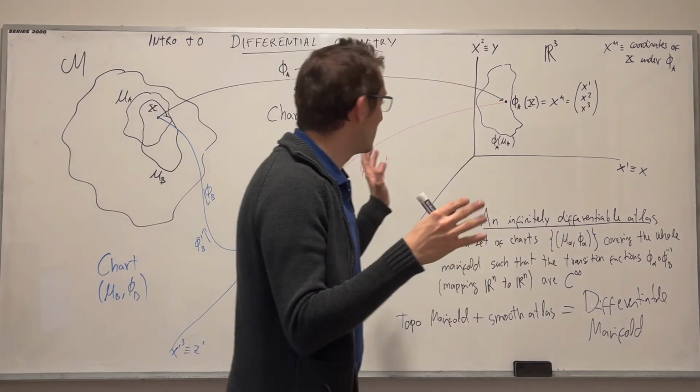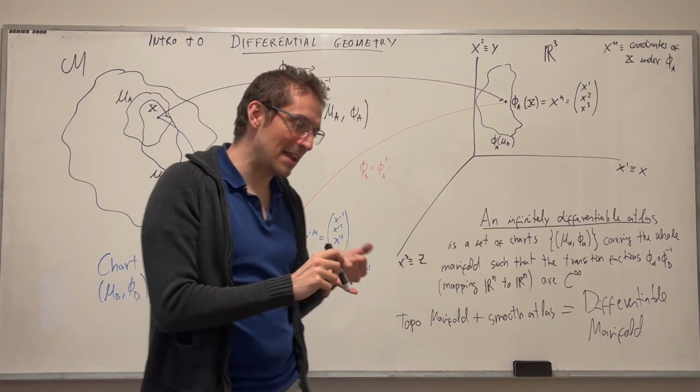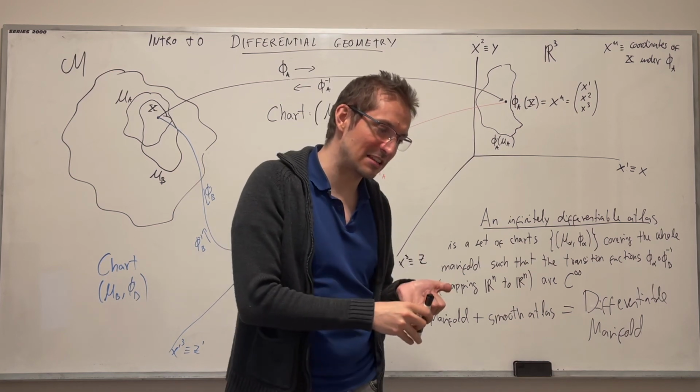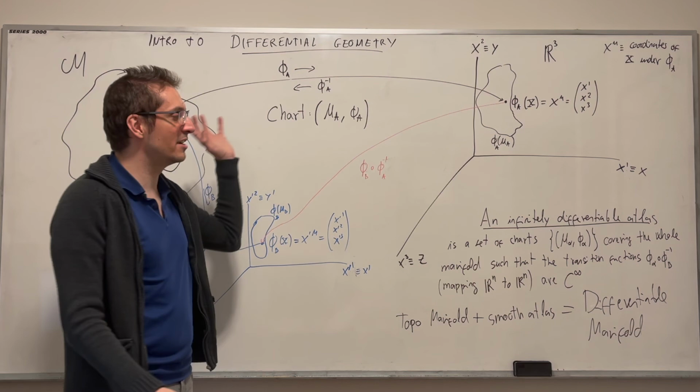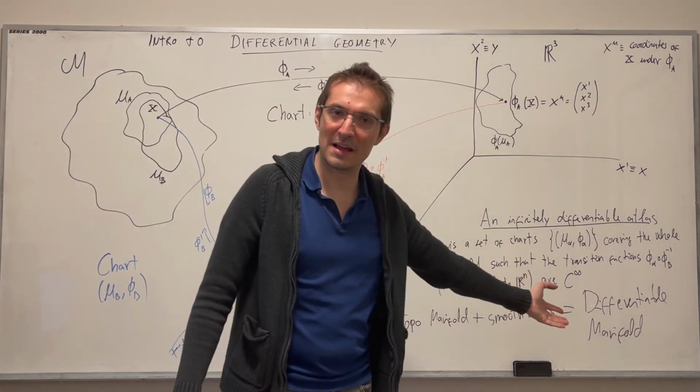All right, so today we've done several things. We introduced the notion of topology and topological space. Then we talked about topological manifolds, and now we've seen how to give topological manifolds the structure of a differentiable manifold.